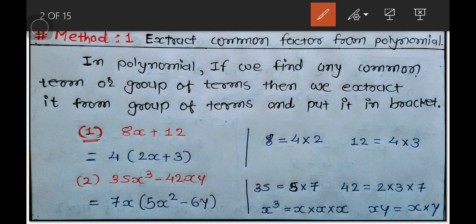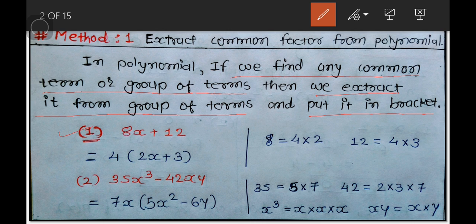So in a polynomial, if we find any common term or group of terms, then we extract it from the group of terms and put it in a bracket. Let us understand it by example.